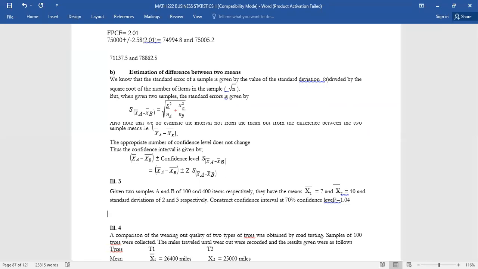So can we get the standard error of the samples of A and B? What will be the standard error? We have the formula here. You just need to know that we are adding. So that's our formula. Our standard deviation squared will be 2 squared is 4, so 4 over 100 plus 3 squared is 9, over 100.